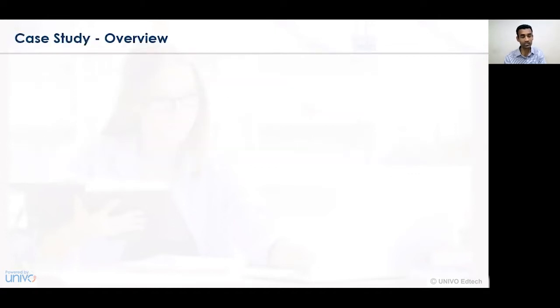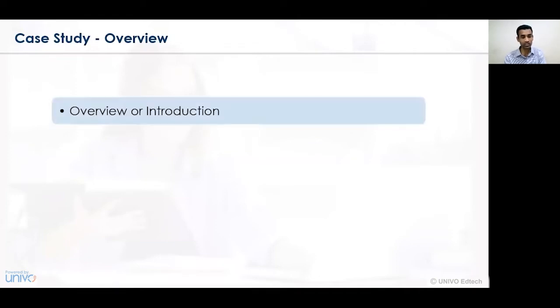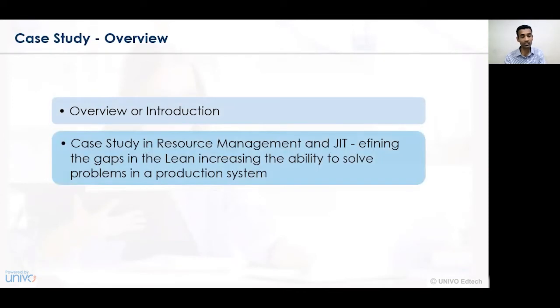First, we'll understand the overview of this particular case. In this session, first we'll understand the introduction of the case and the case study in resource management and JIT, that is, just in time, as to defining the gaps in lean, increasing the ability to solve the problems in a production system, which will be undertaken as part of an implementation in a manufacturing unit, and how the concept of resource management and JIT can be applied in a business organization or a manufacturing unit.